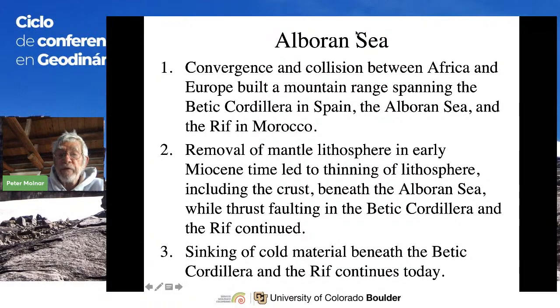So, for a summary for the Alboran Sea, convergence and collision between Africa and Europe built a mountain range spanning the Baetic Cordillera and the Alboran Sea and the Rif in Morocco. Then, removal of mantle lithosphere in early Miocene time led to thinning of lithosphere, including the crust, beneath the Alboran Sea, while thrust faulting in the Baetic Cordillera and Rif continued, and the sinking of cold material beneath the Baetic Cordillera and the Rif continues today.